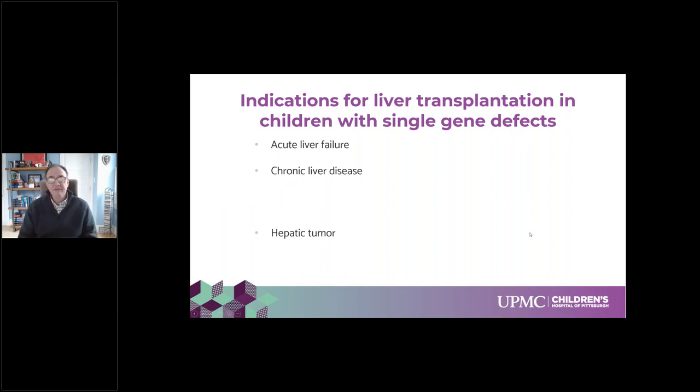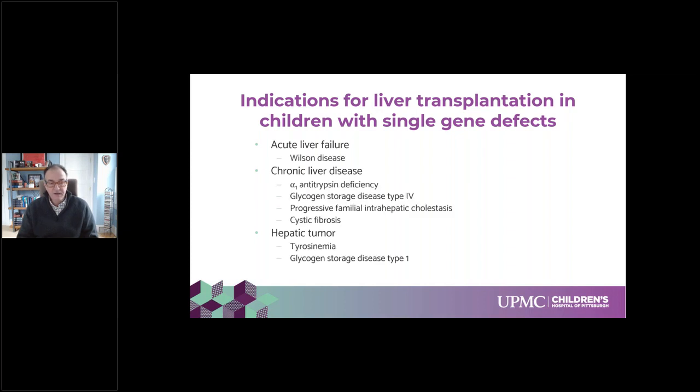So what are the indications for liver transplant in children with single gene defect? Well, actually, they're the same as indications for liver transplant for any condition. There are patients with metabolic disease that can present with acute liver failure, that is, seemingly healthy, no liver disease previously, and suddenly the liver fails. You can have the more chronic liver disease where you get fibrosis, cirrhosis, and gradual loss of liver function. And you also have metabolic conditions that can lead to unresectable hepatic tumor. And here are some of the examples. Wilson disease often presents in childhood with acute liver failure.